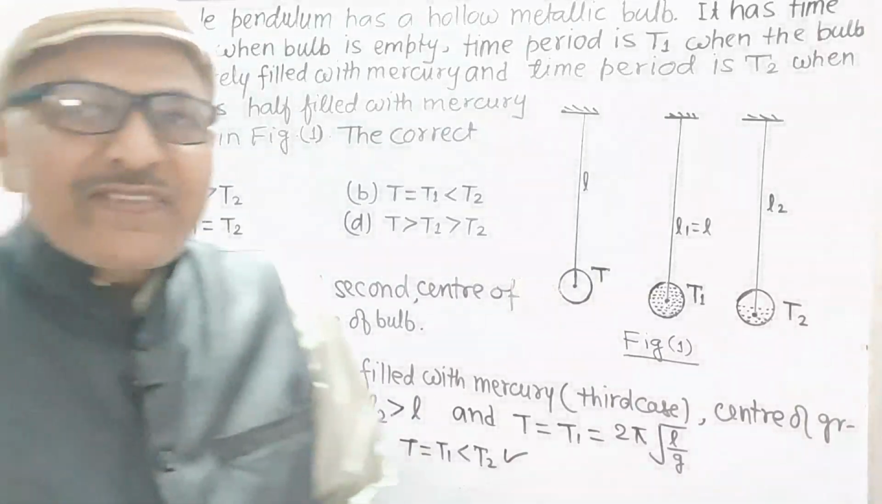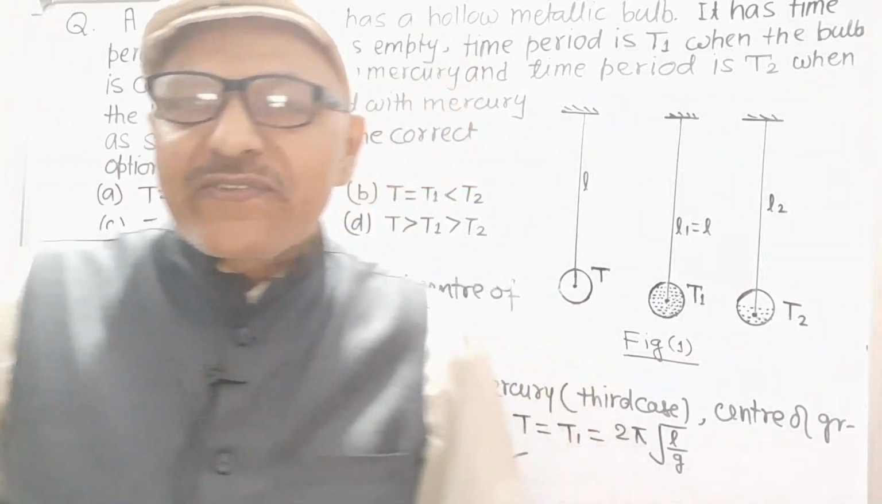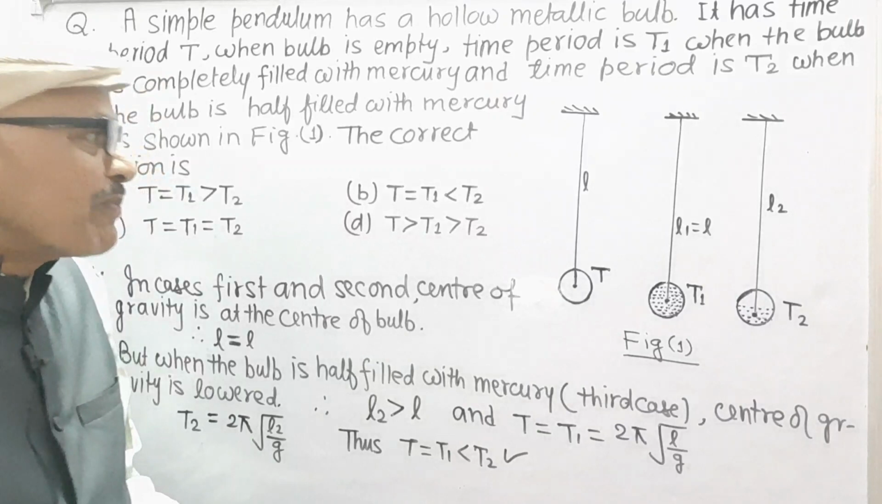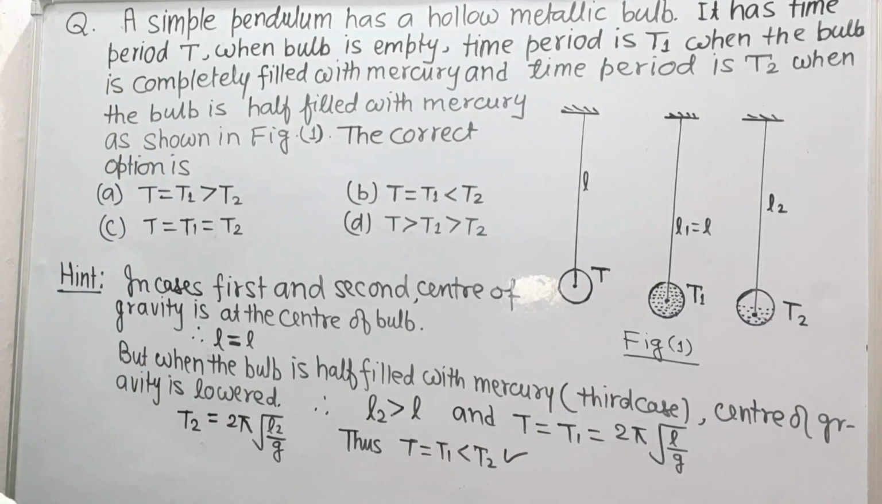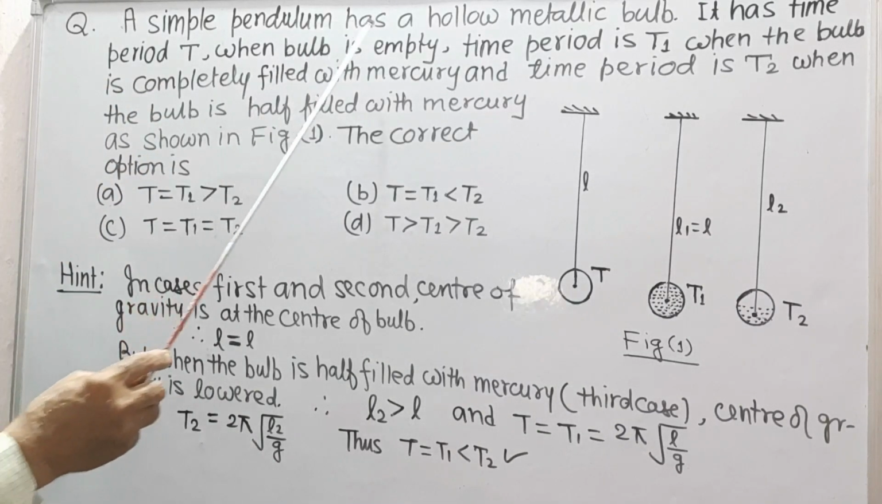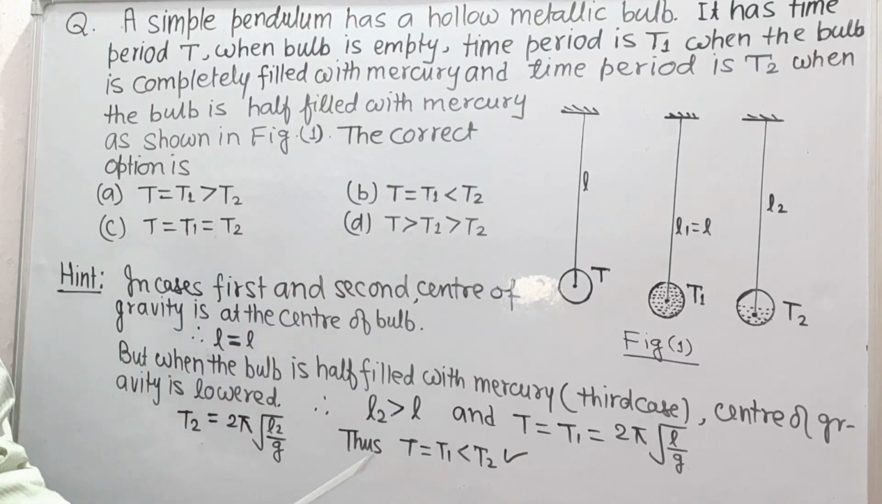Hello dear students, let us solve a multiple choice question related to simple pendulum. The question is, a simple pendulum has a hollow metallic bulb. It has time period T when the bulb is empty. Time period is T1 when the bulb is completely filled with mercury, and the time period is T2 when the bulb is half filled with mercury, as shown in figure.